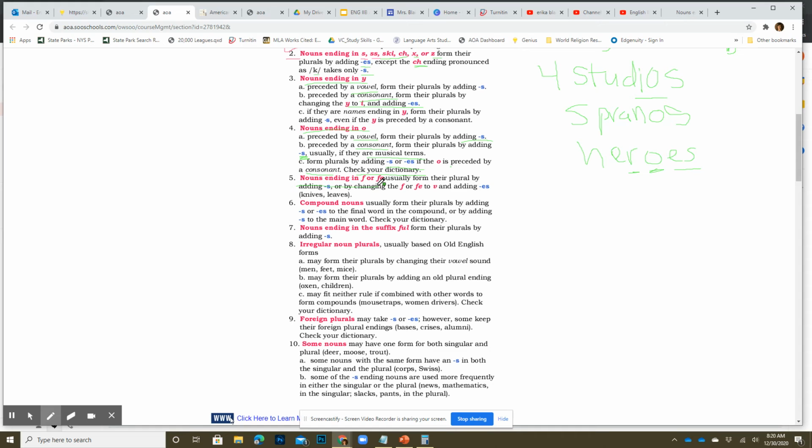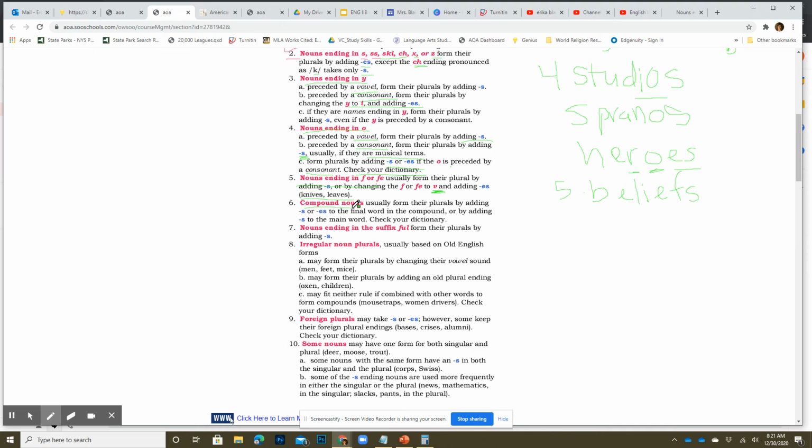Nouns that end with an F or an FE will sometimes, we'll just add the S on there. An example here might be belief. Okay, belief. If we held several beliefs, right, we just add the S. Or we might change the F or the FE to a V and then add an ES, as in these examples. Knife becomes knives, leaf becomes leaves, and so forth.